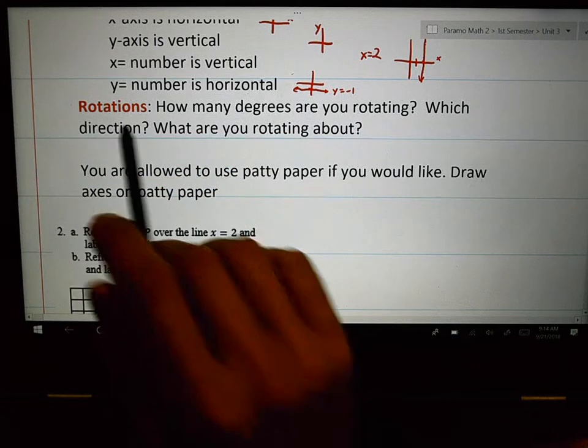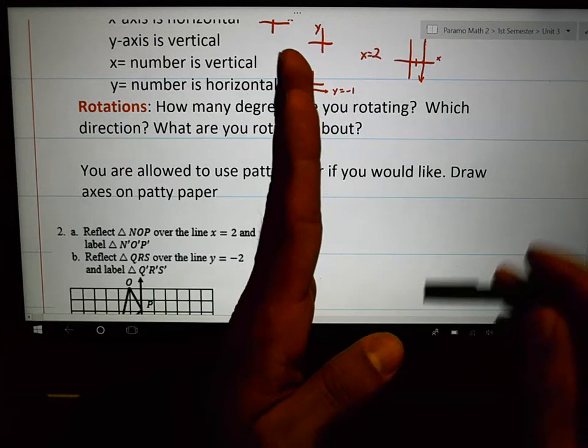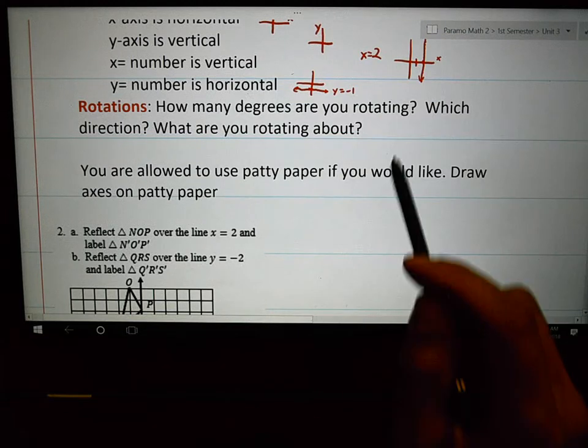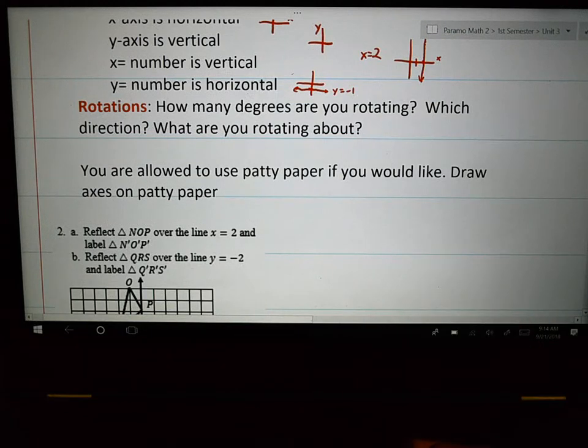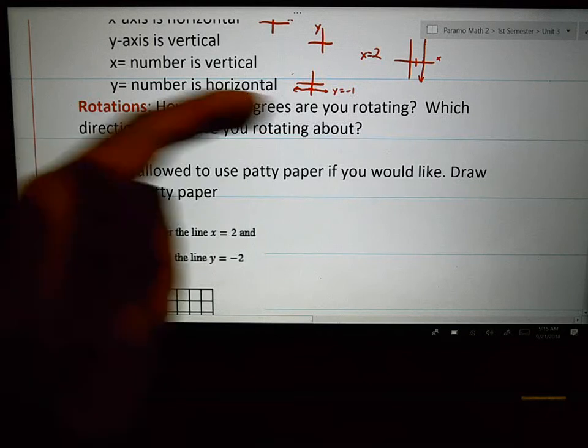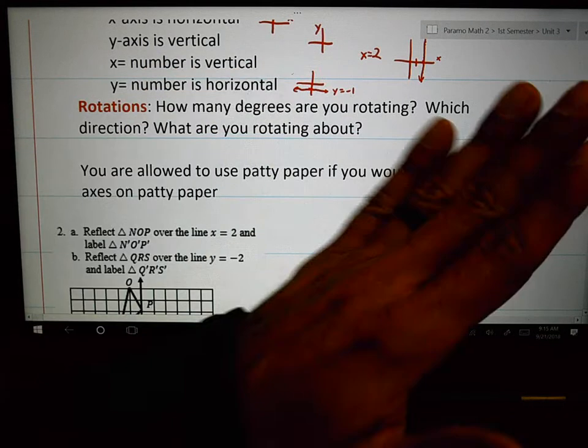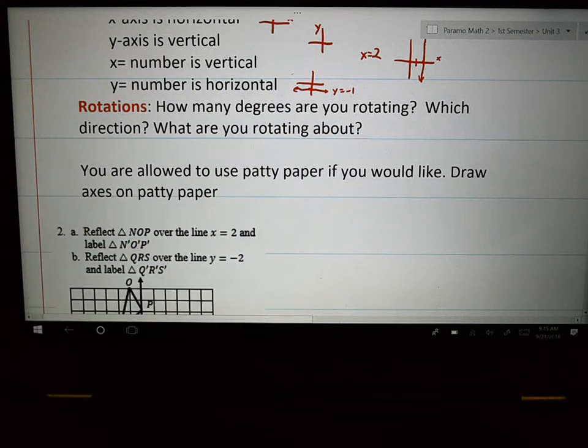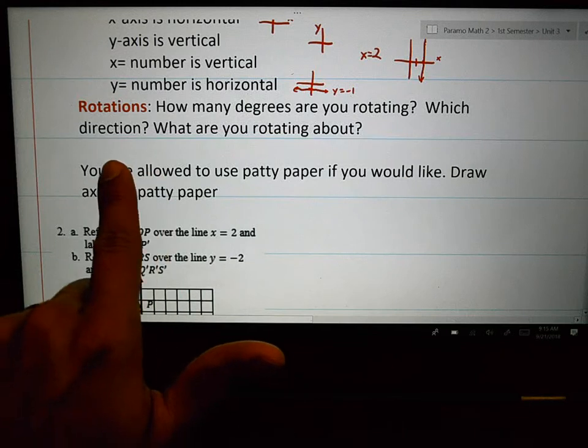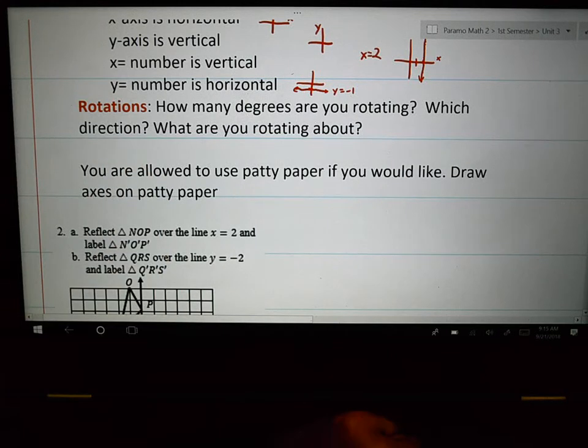When you're dealing with a rotation, that is something that is going to rotate an object around a fixed point. Sometimes we're rotating it around the origin, the (0, 0). Sometimes we're going to go clockwise. Sometimes we're going to go counterclockwise. And so don't forget how many degrees. 90 per turn. Might be 180. Might be 270. We'll talk about that in a second. Which direction, clockwise or counterclockwise, and what are you rotating about? What's your fixed point? Sometimes it's the origin. Sometimes it might be something else. I'll show you an example when we get down below.